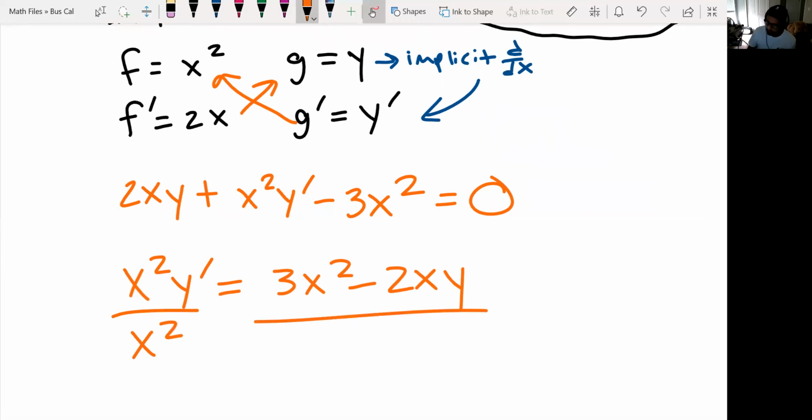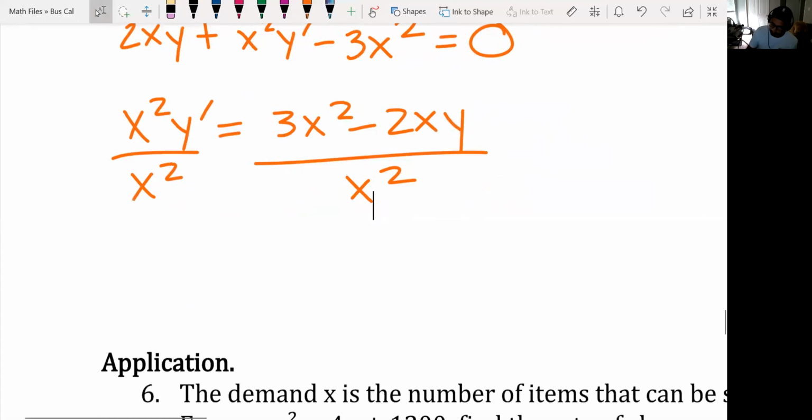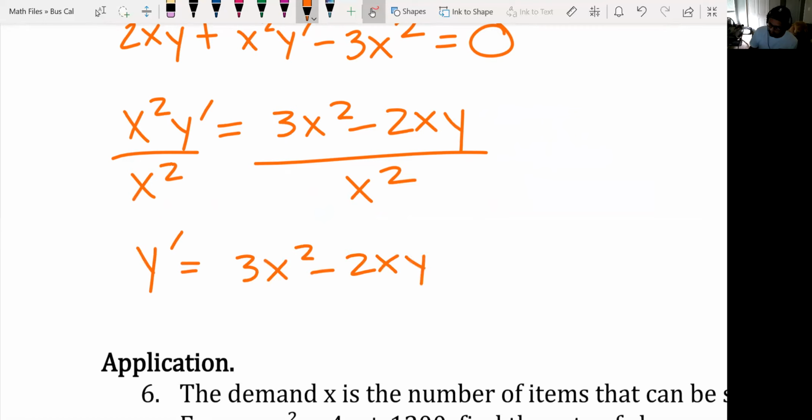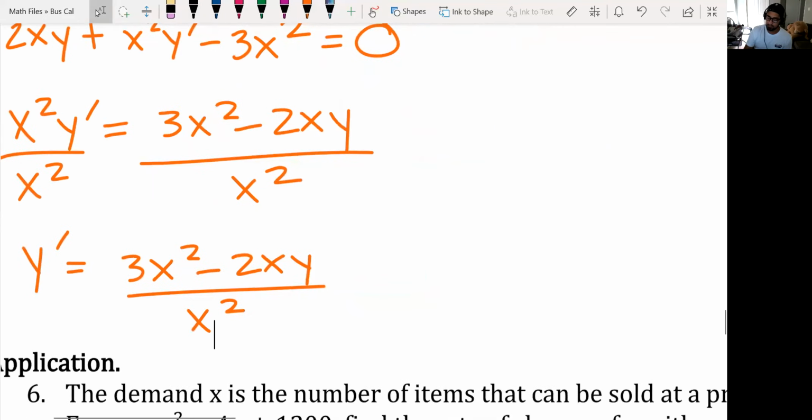Divide by x squared. And we get y prime is equal to 3x squared minus 2xy over x squared. Okay, I do see another chance to simplify here. I didn't see it on the other ones. In the numerator here, I see you have an x squared and an x. Let's factor out an x.